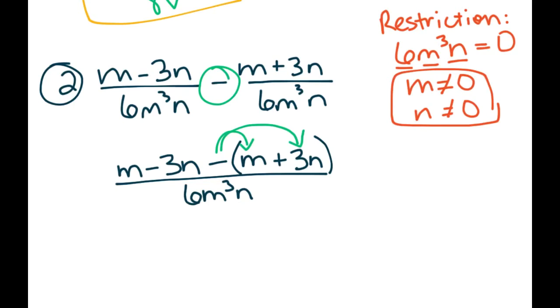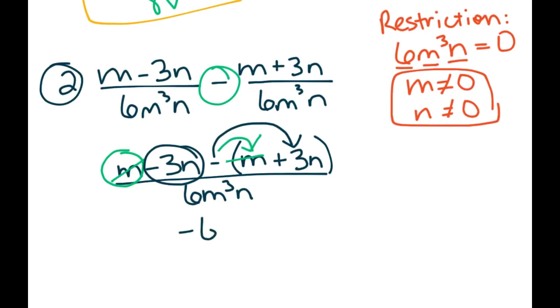So I am going to go ahead, and I've got m minus m gives me 0. They cancel each other out. And then I have negative 3n minus a positive 3n. Negative 3n minus 3n is negative 6n over 6m cubed n.